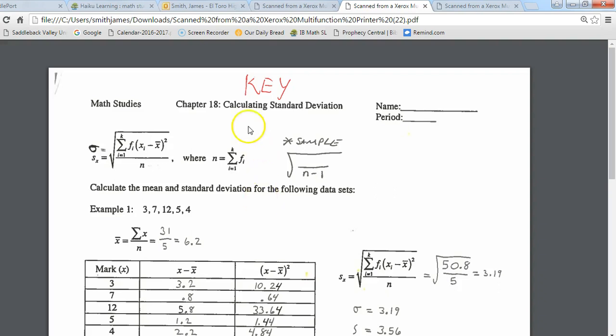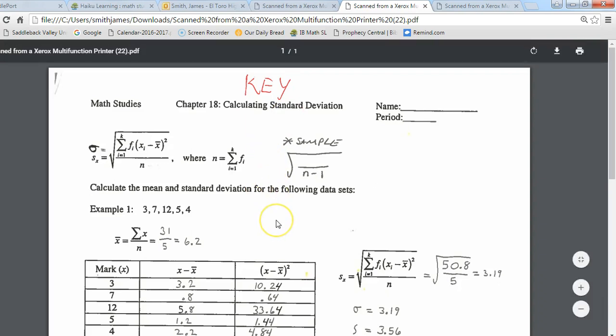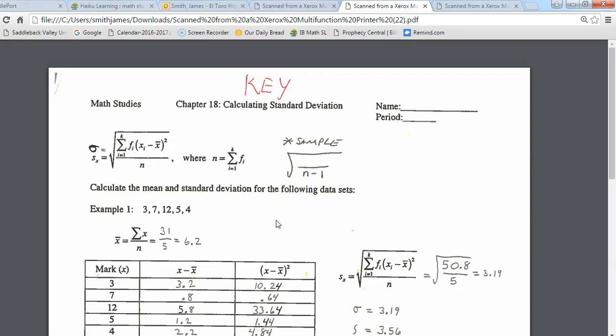And so that's where standard deviation comes in. It would tell somebody else who's looking at your data how spread out the data is. So if we had a big standard deviation, that means that the data would be more spread out than if we had a smaller one.